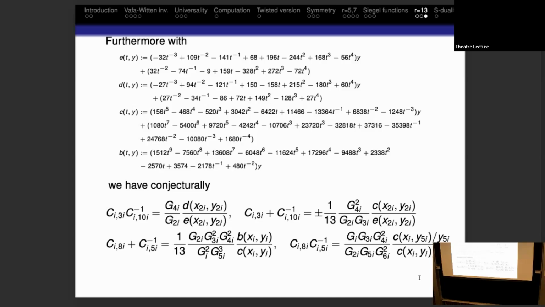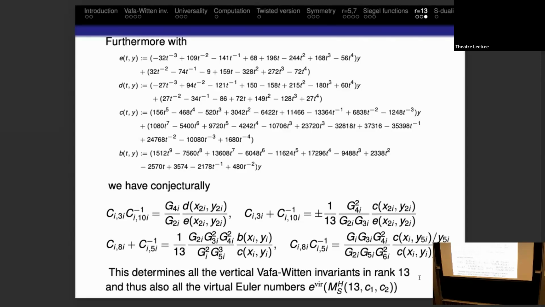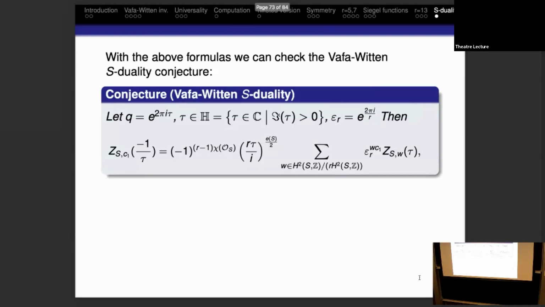So what is a little bit striking here, and what hopefully will eventually serve to determine all of them, is that you have all these different universal functions, and they share many terms, and so one has to see why. Anyway, it's not completely obvious, but if you work out when you run through these indices, you get all of them. And so this means we have determined with this all the vertical Vafa-Witten invariants in rank 13, and thus also the vertical Euler.